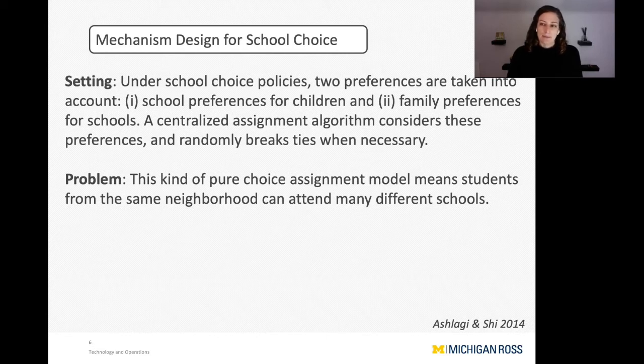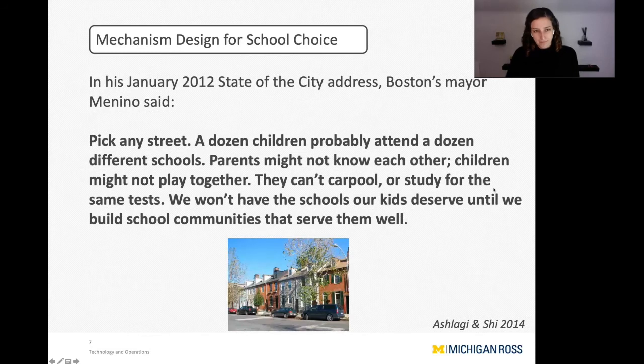And so the problem is that when there's a pure choice assignment model across Boston, neighborhoods are really disrupted by it. On one block, students can attend dozens of schools. And that's actually what the mayor said. They have this quote in this paper. The mayor said in 2012, pick any street, a dozen children probably attend a dozen different schools. Parents might not know each other, children might not play together, they can't carpool or study for the same test. We won't have the schools our kids deserve until we build school communities that serve them well.